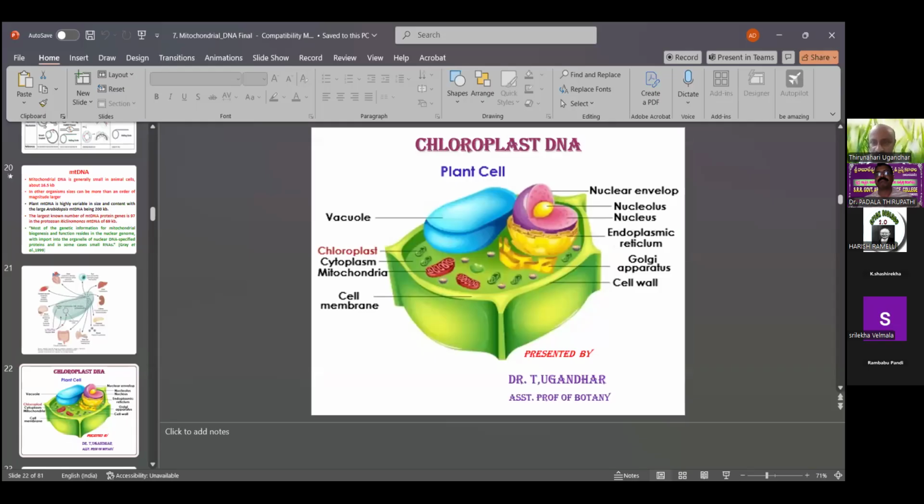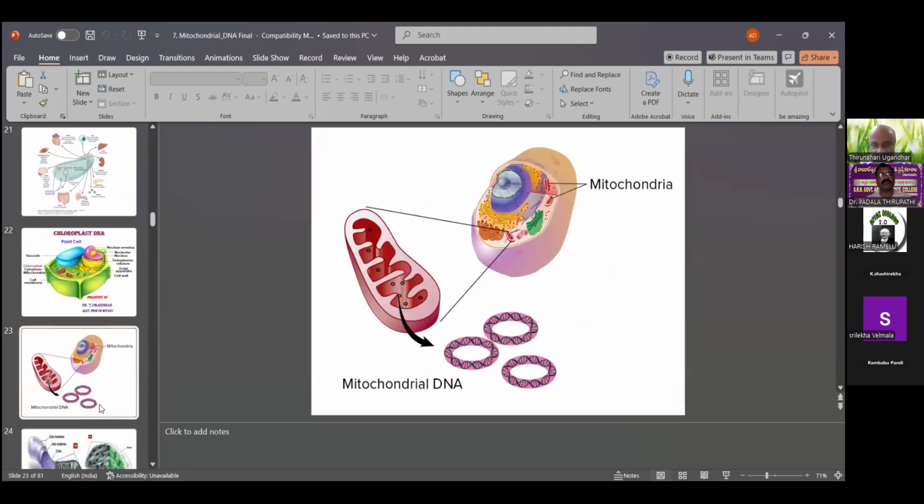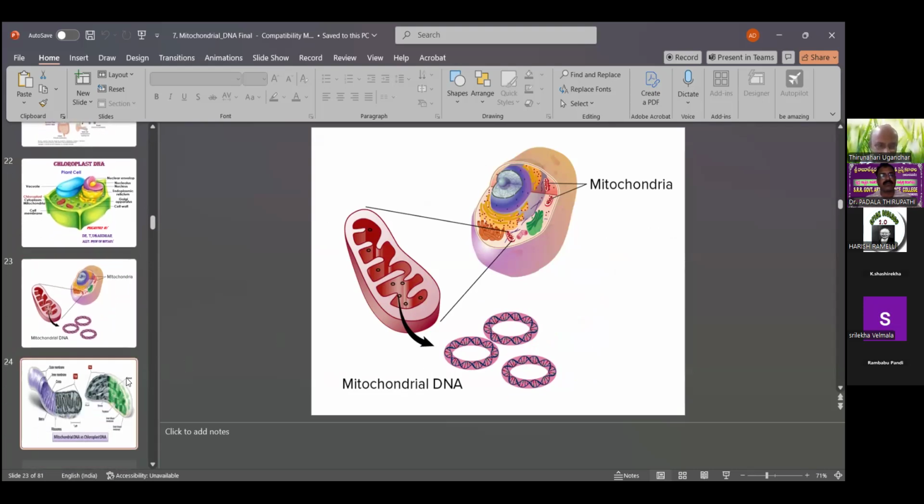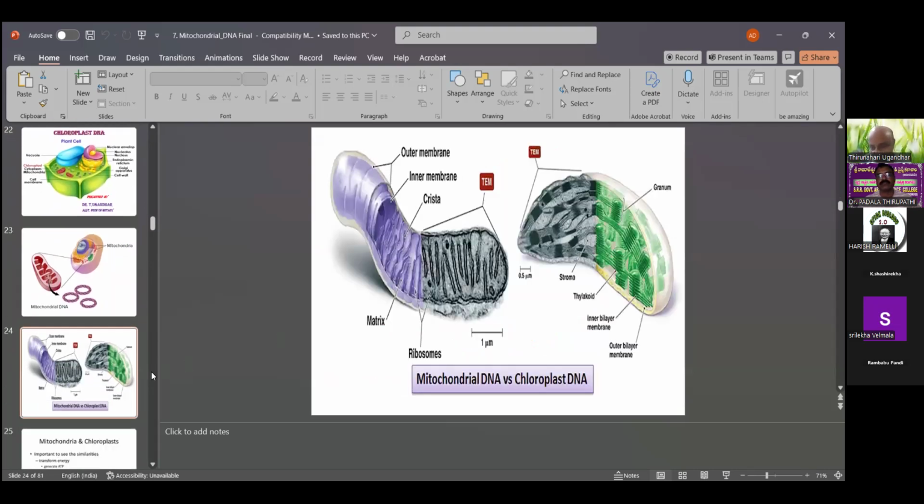Chloroplast cell. How many parts does a chloroplast have? What are the differences between the cell based on the mitochondria and the chloroplast? Both have DNA. Here are the mitochondria, and here is the chloroplast, mitochondria versus chloroplast.